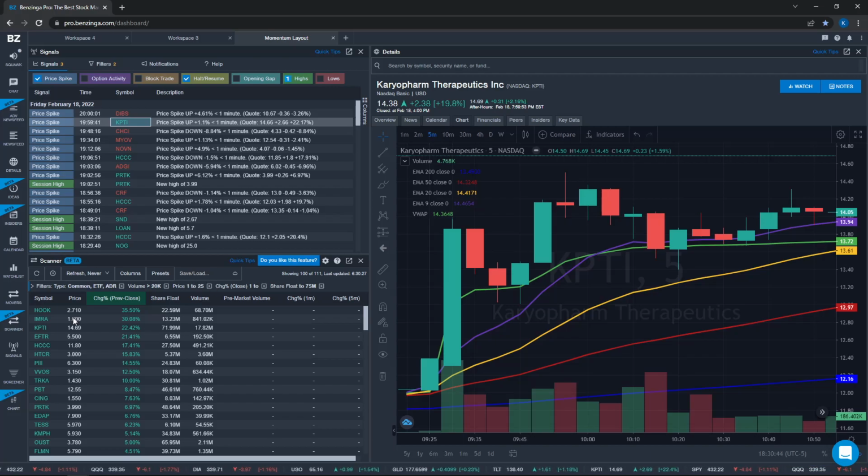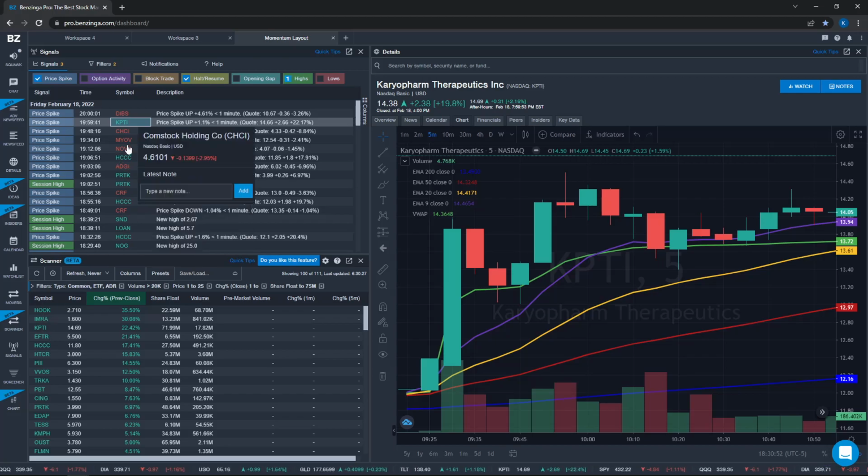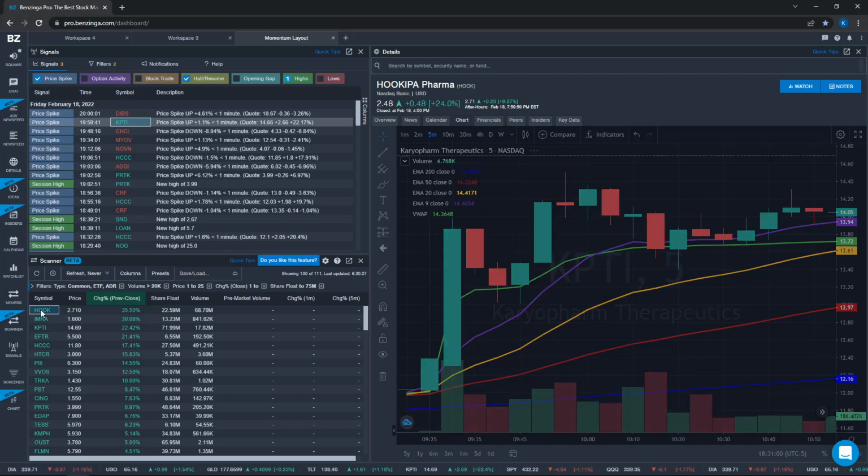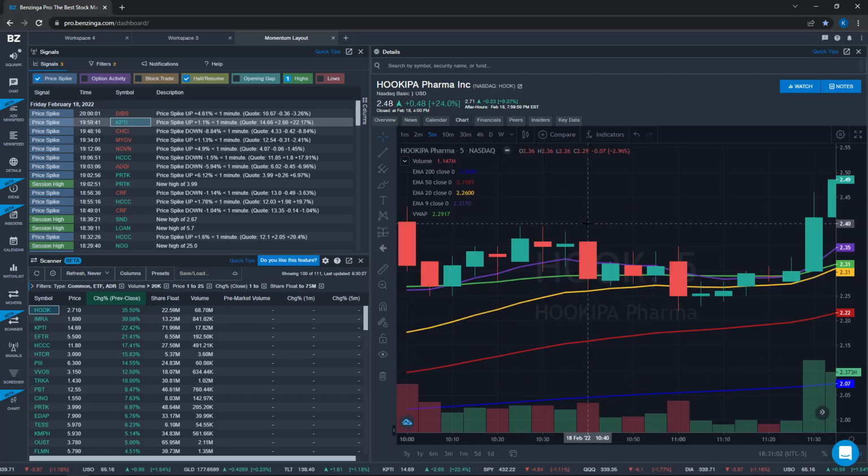So again, I'll be looking at these filters here, looking at these names to correlate with these names up here. Whenever I see one on this list popping and making new highs, but I also see on this list that percentage wise it's moving up, so there's price action. What you can do is click on it, and then on the right side, it's going to pull that chart up.